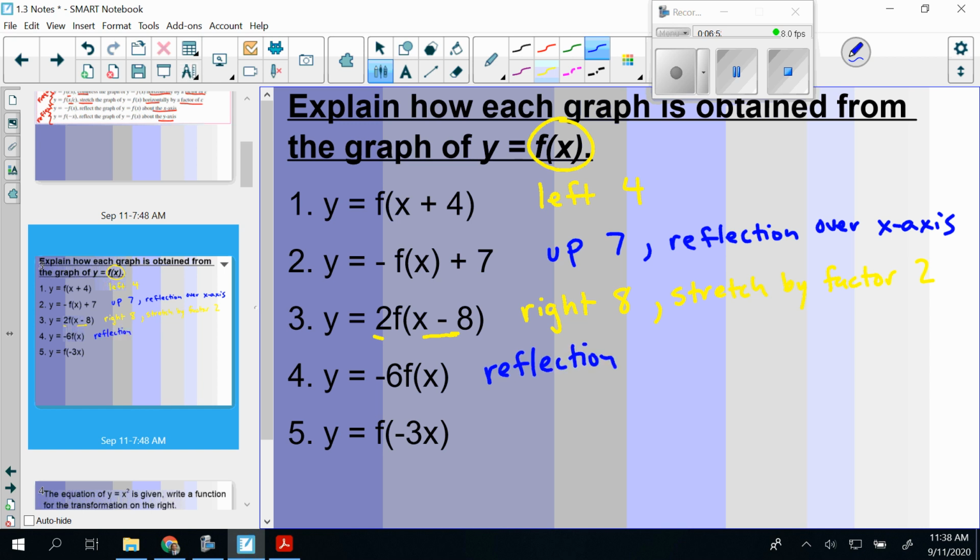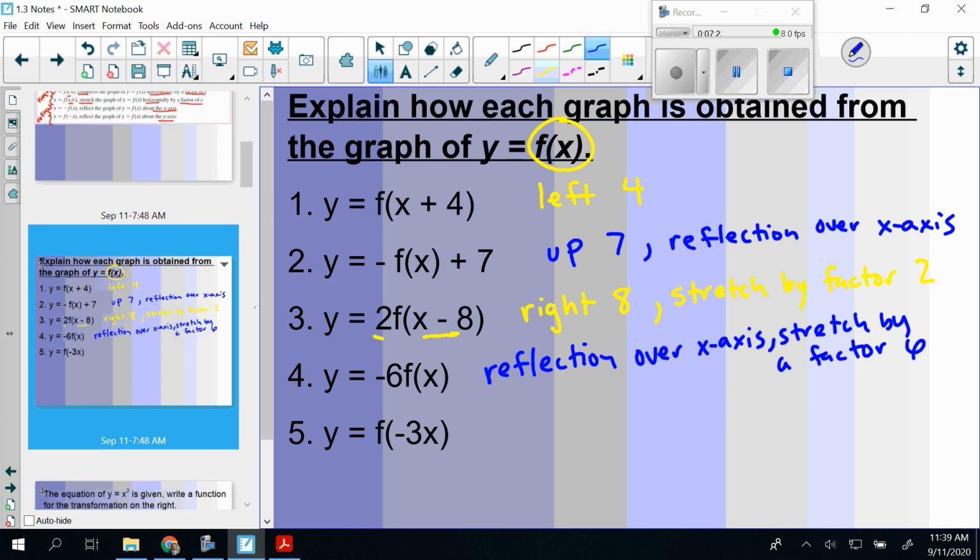It's going to be vertically, so that's over the x-axis. And then our 6 is being times, that's outside, so that's a stretch by a factor of 6. Okay, last one there. Let's try it together.